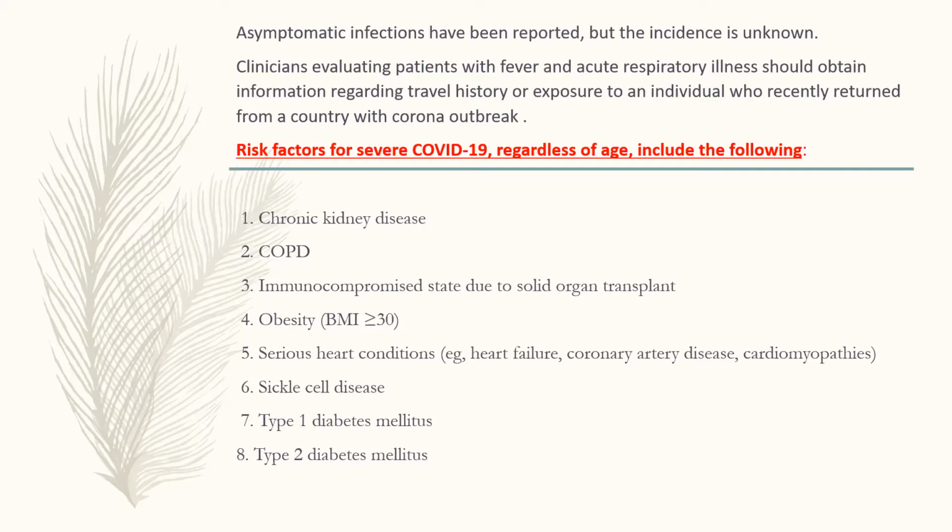Here we have risk factors for severe COVID-19, regardless of age, which include the following: chronic kidney disease, COPD, immunocompromised state due to solid organ transplant, obesity with a BMI greater than or equal to 30, serious heart conditions like heart failure, coronary artery disease, and cardiomyopathy, sickle cell disease, and diabetes, which is either type 1 or type 2.